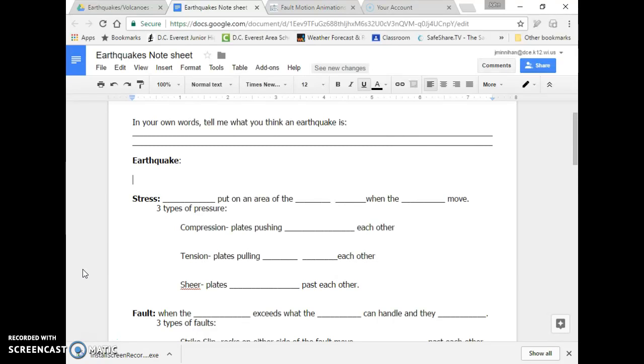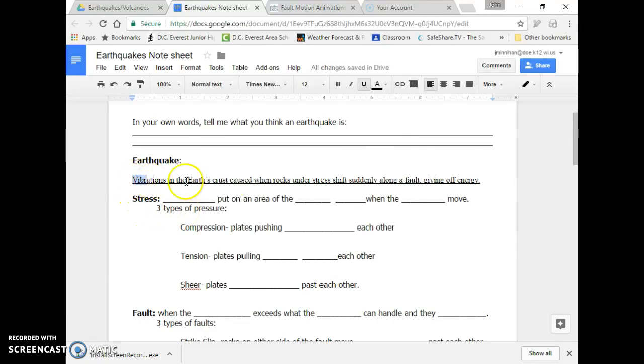Okay, so hopefully you've gotten yourself a little personal definition of what you think an earthquake is. I'm going to give you kind of a book definition, if you will. They are vibrations in the Earth's crust caused when rocks under stress shift suddenly along what is called a fault, which we'll talk about here in a moment, and giving off energy. Okay, so that's what we're looking at.